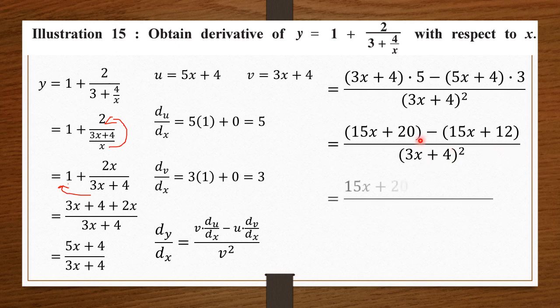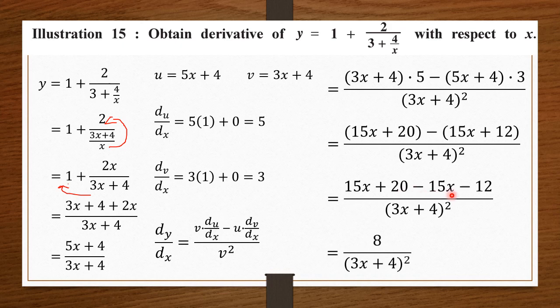Now we will open the brackets: 15x plus 20 minus 15x minus 12. Next 15x minus 15x will cancel, and 20 minus 12 leaves us with 8. So our final answer will be 8 upon 3x plus 4 the whole square. This is how we are going to solve our sum. We will move forward to the next illustration once you have copied it down. Pause the video here if you have not copied it yet, and then we will move forward.